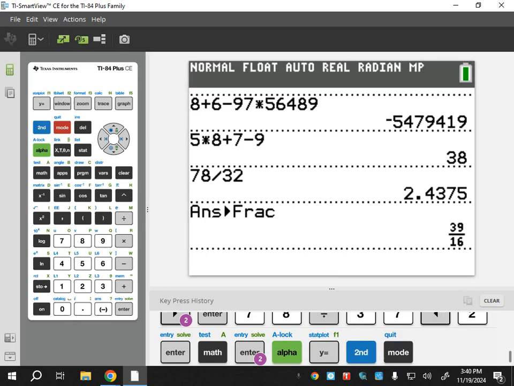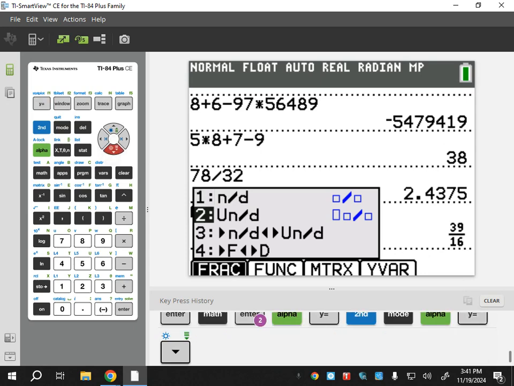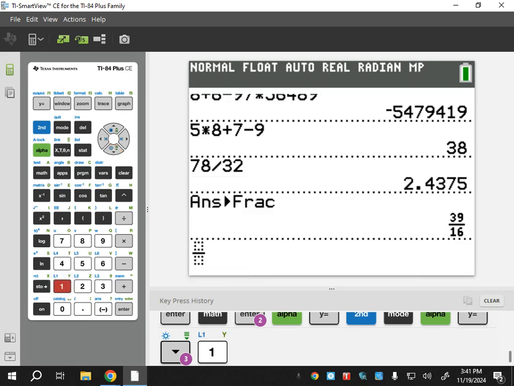So what I did there to get fraction options was I pushed alpha, which is the green button, and then Y, and it gives me an option of fraction structures. So number 1 is showing us numerator over denominator. The second is showing us mixed numbers. The third option is going from improper to mixed numbers, and the fourth is going from fraction to decimal. I'm going to use option 1. Rather than having to go all the way up, I can just push option 1.